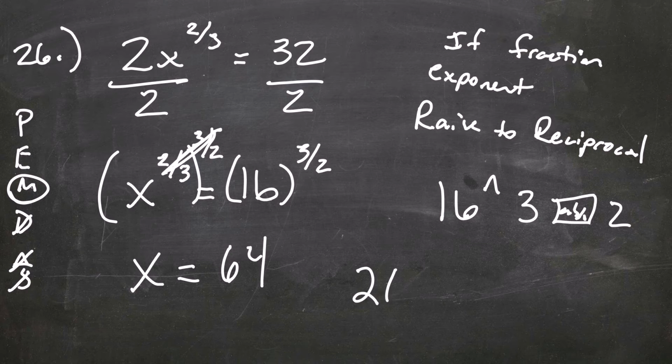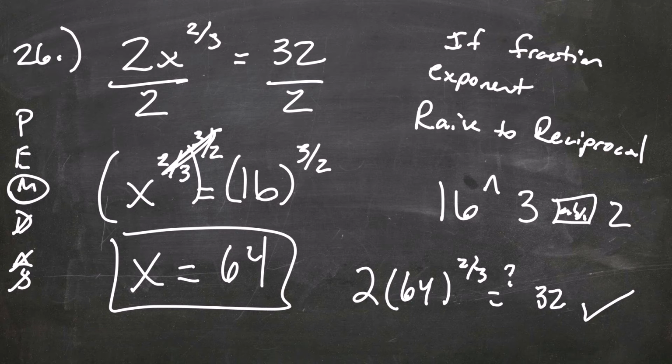So I say 2 times 64 to the 2/3. Does that equal 32? Well, 64 to the 2/3 is 16. 16 times 2 is 32, so that works. That's a good answer. And it's good for 26.